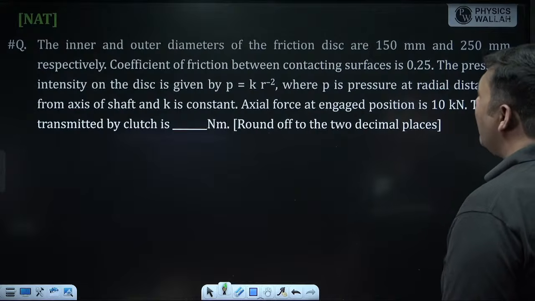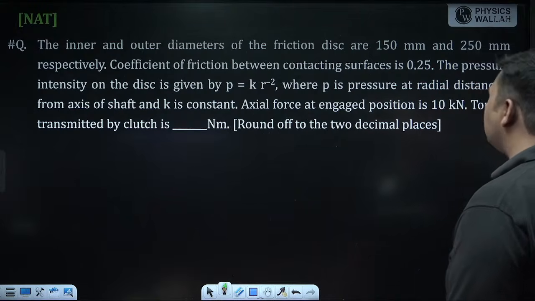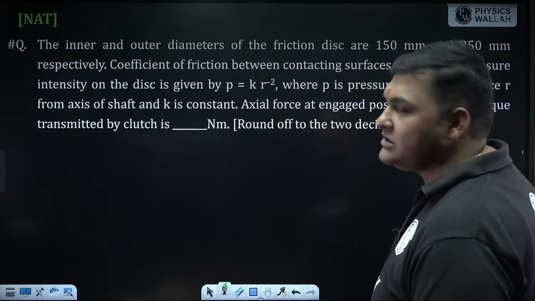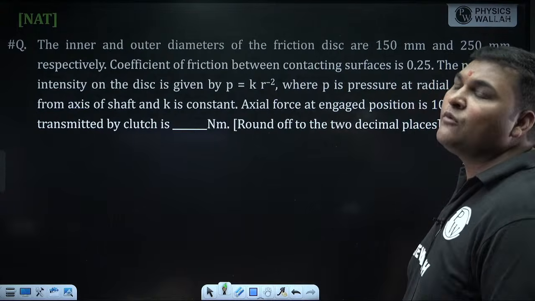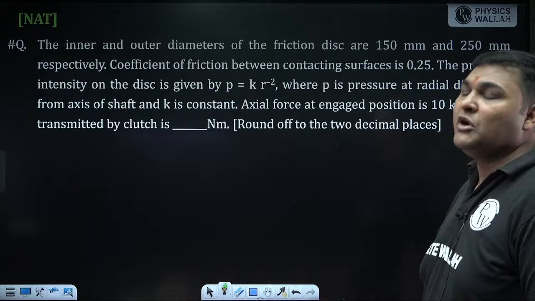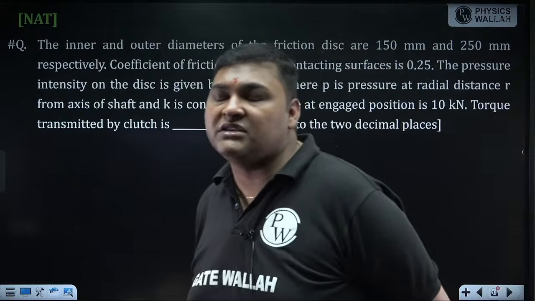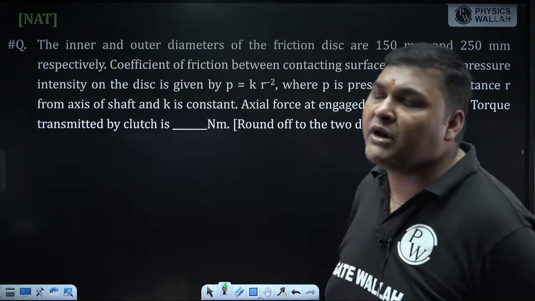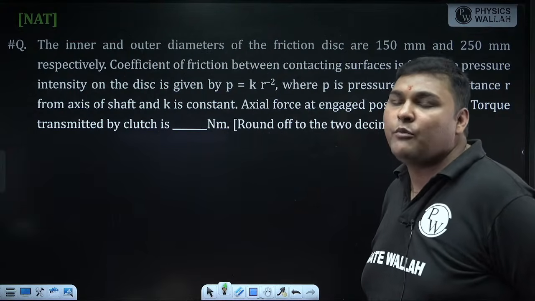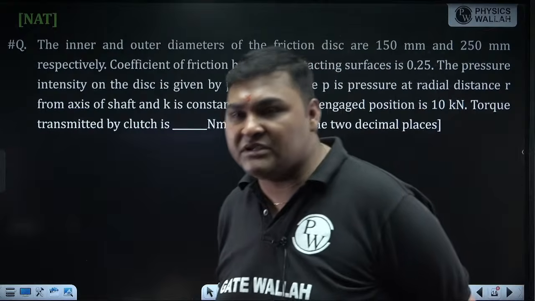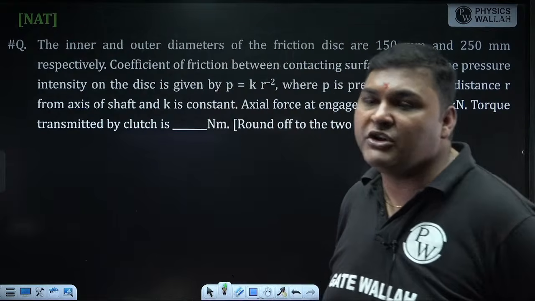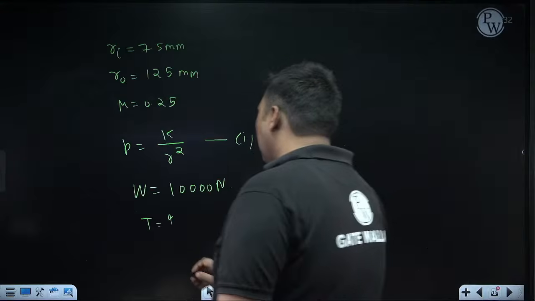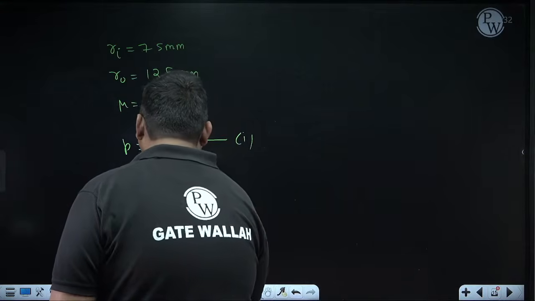Now whenever it is not mentioned whether it is a single plate clutch or multi plate clutch, we will always assume single plate clutch and take number of pairs of contacting surface equal to 1, because in single plate clutch also two cases come, one side effective or both sides effective. For one side effective, number of pairs of contacting surface will be 1, for both sides effective it will be 2, but if it is not mentioned in the question, we will always assume it is a single plate clutch with one side effective, and for that case number of pairs of contacting surface will be 1.